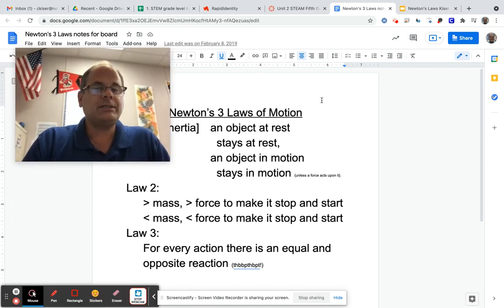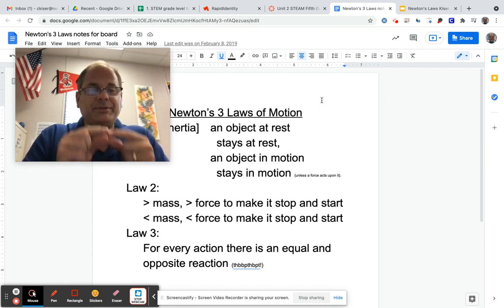An object at rest stays at rest. An object in motion stays in motion. Law 2, the greater the mass, the greater the force to make it stop and start. The less the mass, the less the force to make it stop and start. Law 3, for every action, there is an equal and opposite reaction.